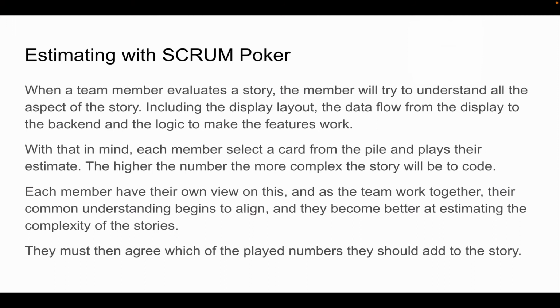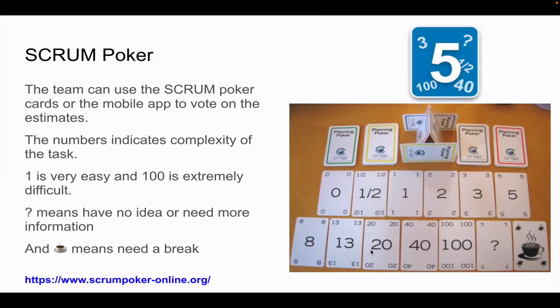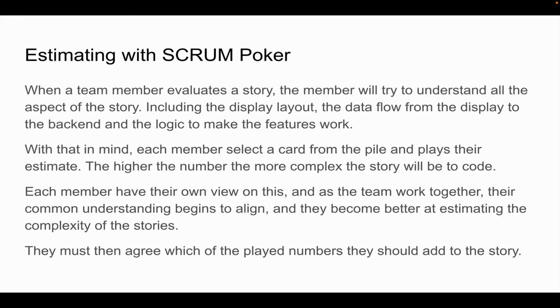So they can work together, and then they come to an agreement on a number. Let's say one team member plays 40 and the other one plays 13. Maybe they come to an agreement of playing 20. So 20 would be the estimate for that story, for example.